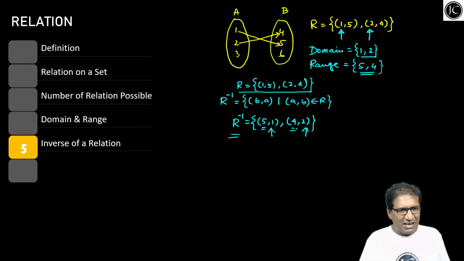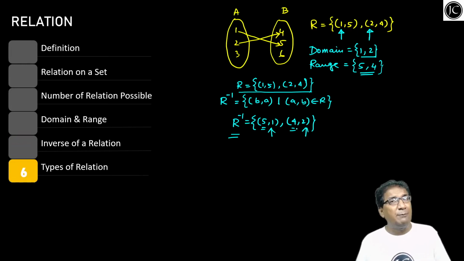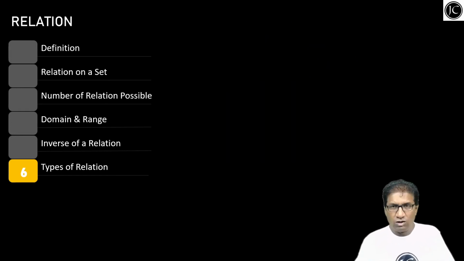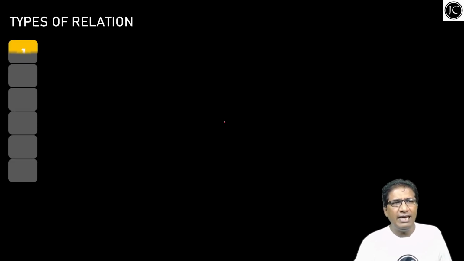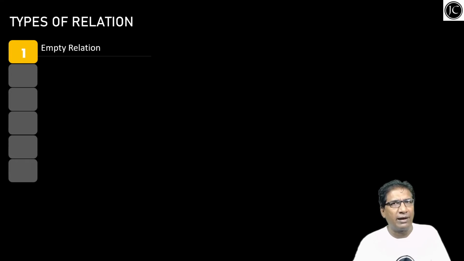Okay. Now let us come for the next one, which is your types of relation. This is the most important thing. What are the types of relation that we can have? Okay, let us check. So types of relation क्या होगा देखो. First of all is what called your empty relation. Empty relation किसको बोलते हैं?